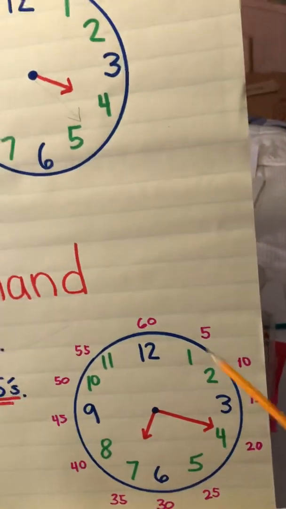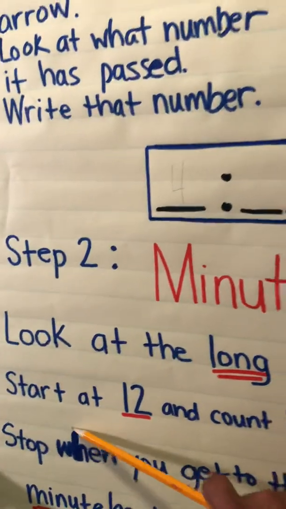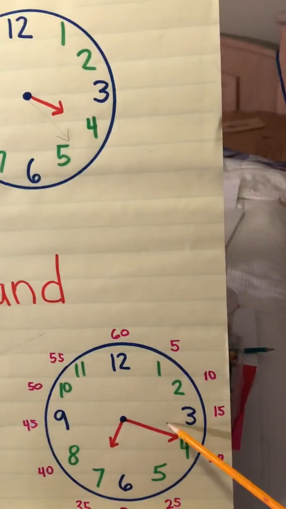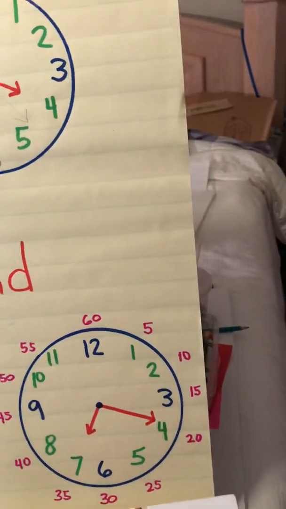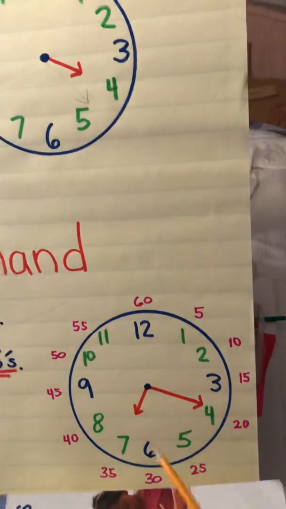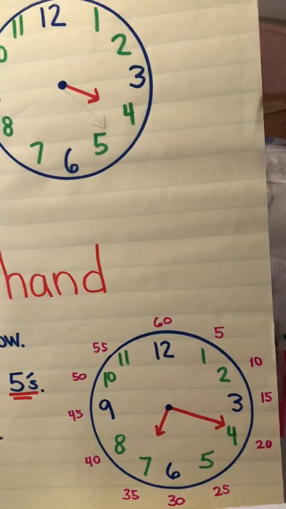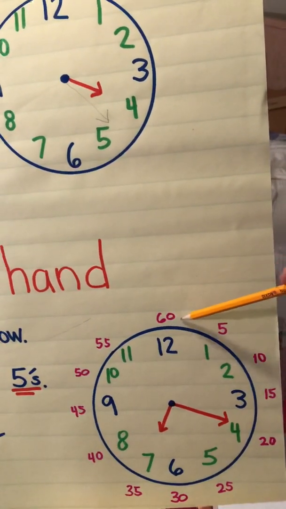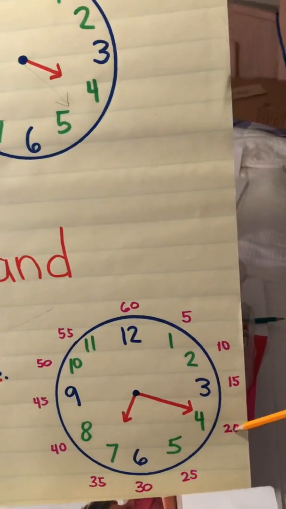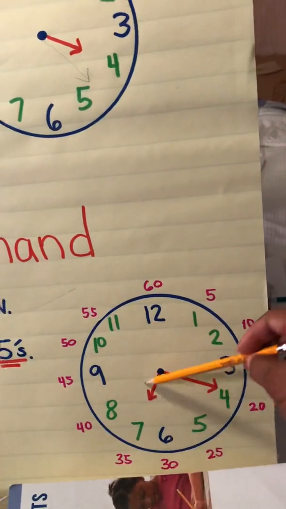No. When we're counting by the minutes, we start at 12 and count by 5s all the way around. And we stop when we get to the minute hand. It's tricky, but I know we got this. And the more we do it, we're going to know it through and through. So let's do what it says. We're at 12. We're going to start here. 5, 10, 15, 20. So that means the time is 7:20.